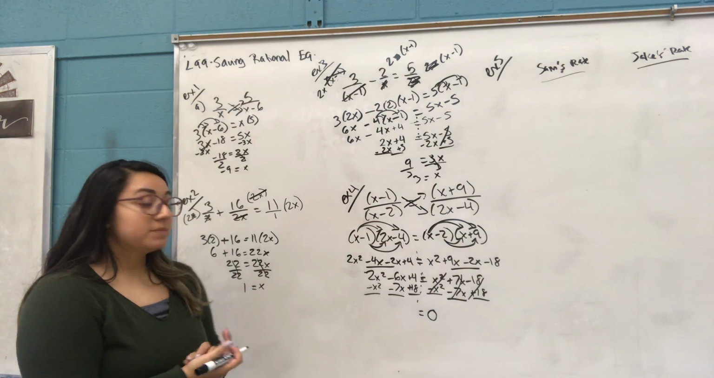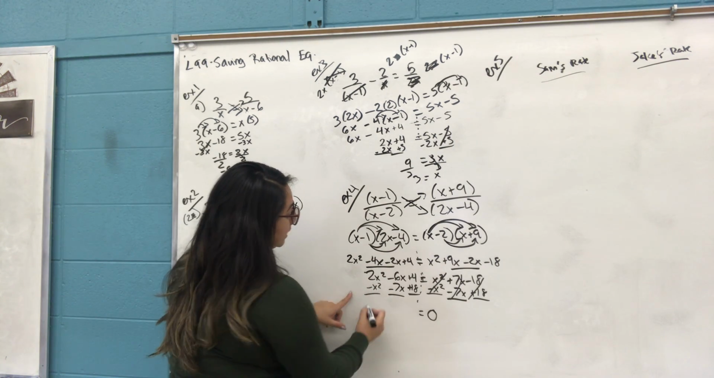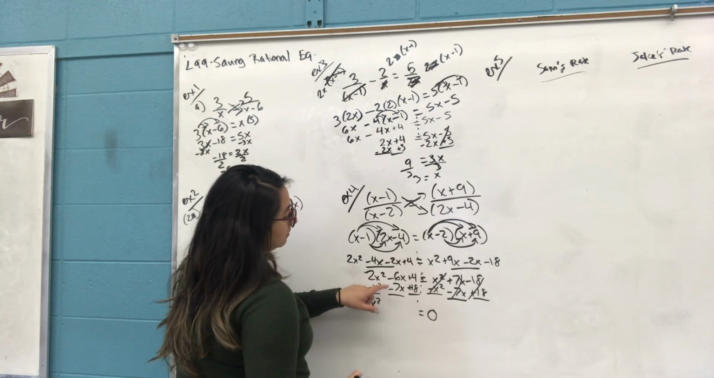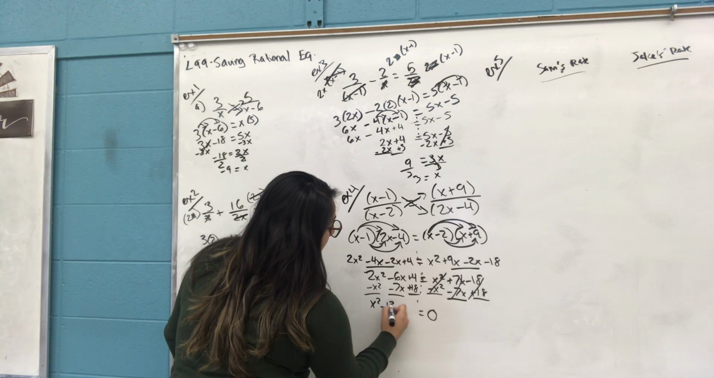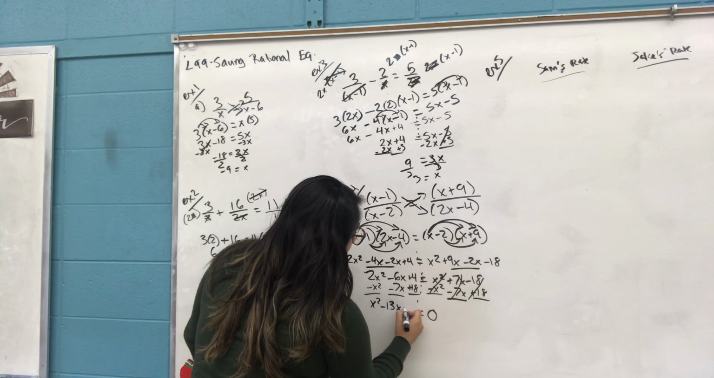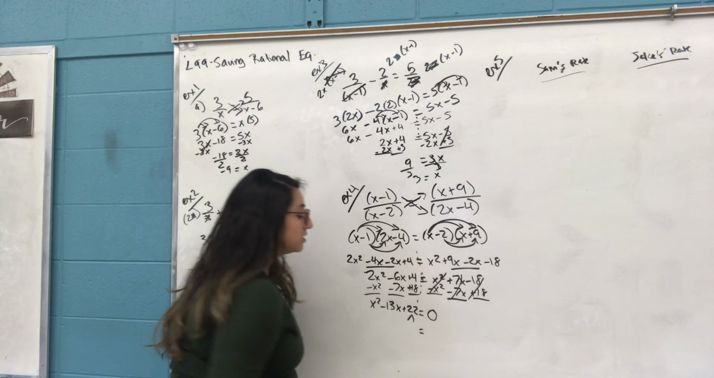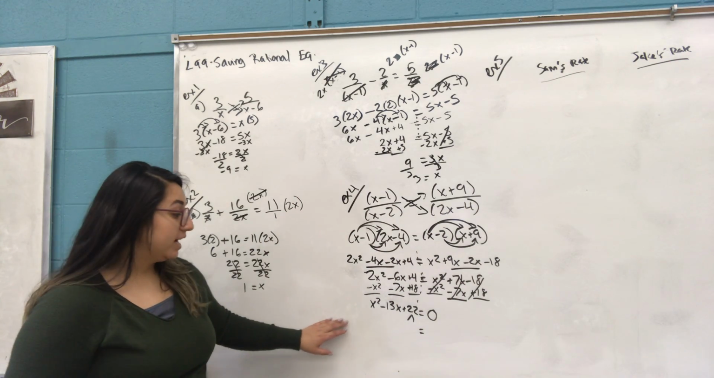I'm trying to factor because in the end we're just trying to solve for x. So now 2x squared minus x squared is just x squared. Negative 6 minus 7 is minus 13x. And 18 plus 4 is positive 22. From this, we factor. We want to factor so we can get what x is.